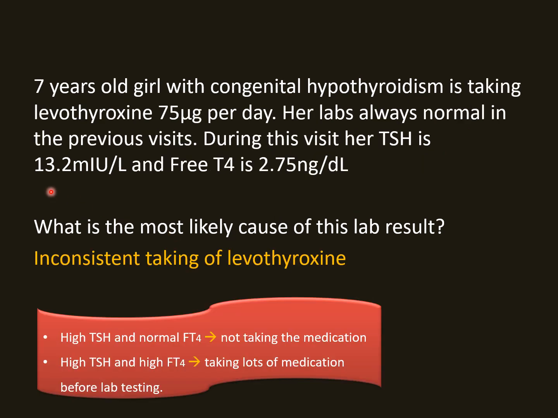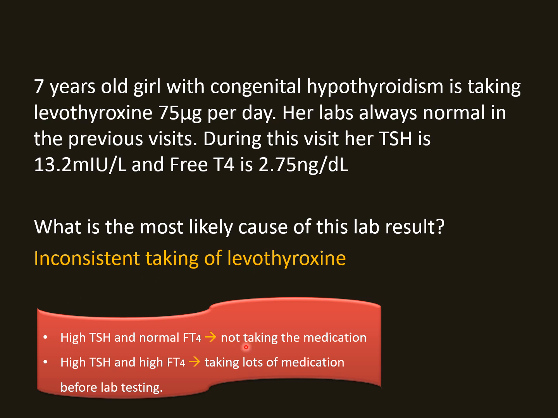This lab result, elevated TSH and elevated free T4, means that this girl, before the lab was done, started to take the medicine more frequently. So the T4 is elevated, but the TSH is still elevated because of the longer half-life. It takes time for the level to be established to reflect on the TSH. So she's still hypothyroid, she just took more medication before the lab was done.